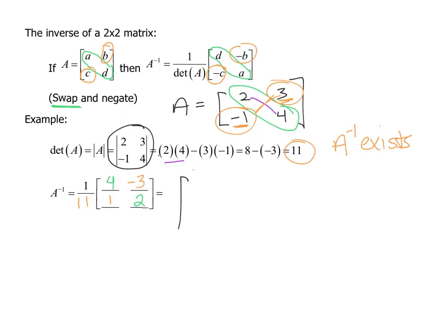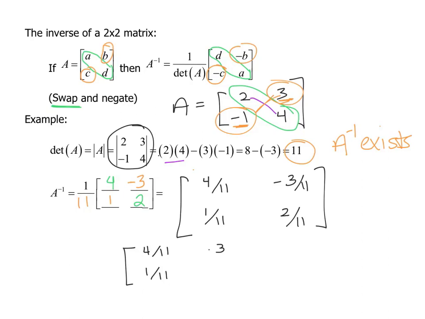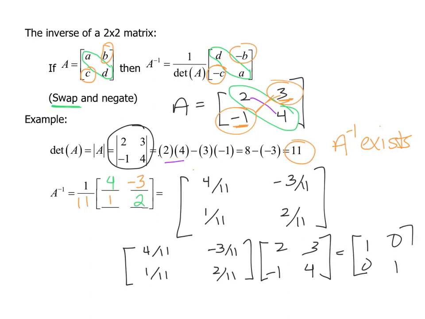My inverse matrix, if I multiply the 1/11th in, is going to be 4/11ths, 1/11, negative 3/11ths, and 2/11ths. And if you did that multiplication of this matrix times my A matrix, we should end up with the matrix 1, 0, 0, 1. And we did that at the beginning of this video.